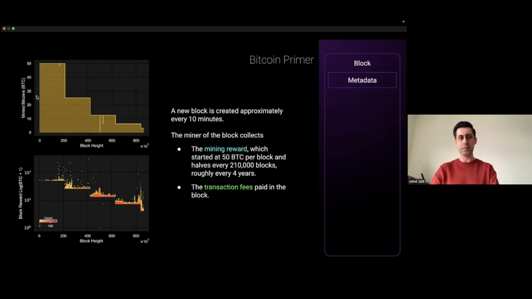And this plot basically shows that there are a few dips like this, and I think this was bugs in the code that the miner used, and they didn't collect all the rewards that they could collect, and they missed some of it. And this is basically burned coins.